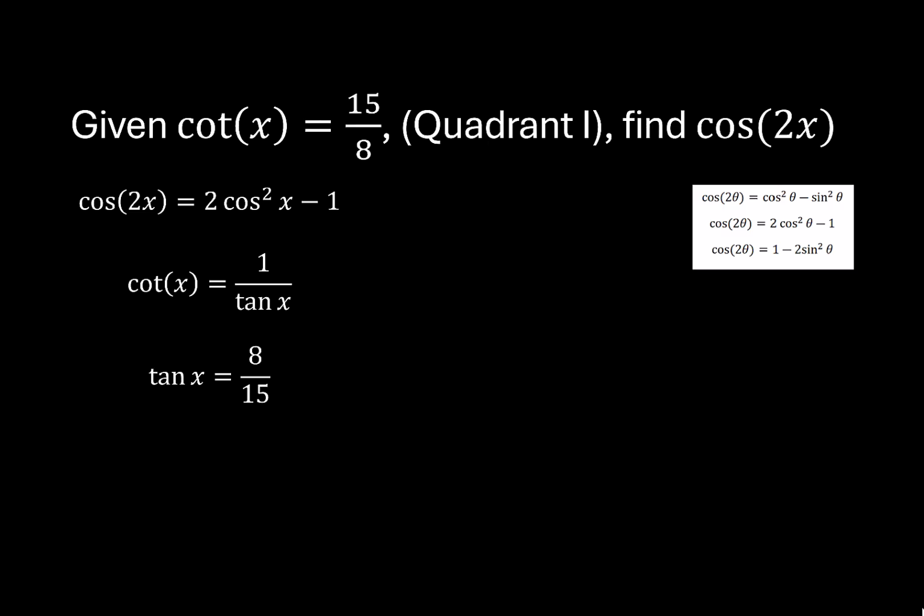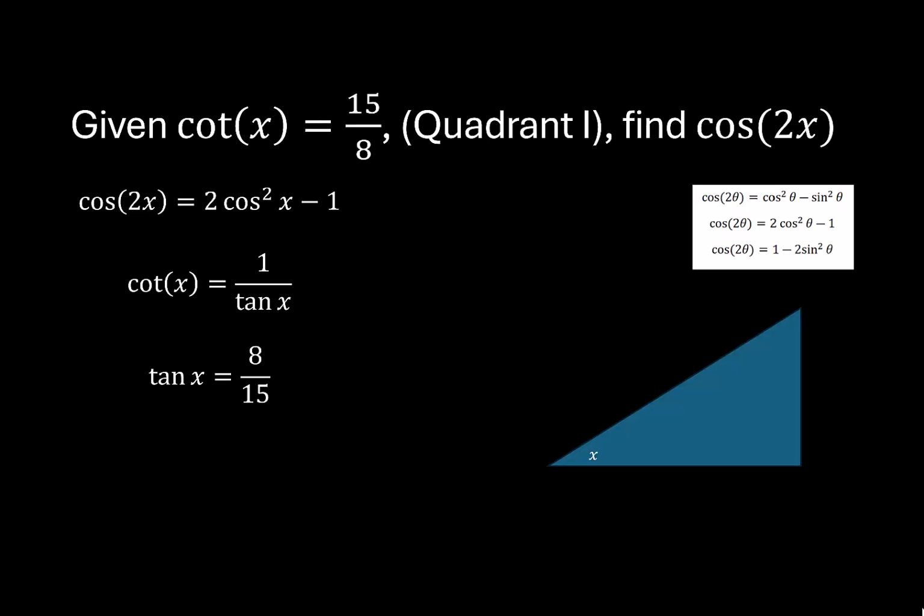And I'm going to draw a small triangle. In my triangle, I want to indicate that x is my angle. I know the opposite of x is going to be 8. I know that the adjacent to x is going to be 15. I need to find the hypotenuse.